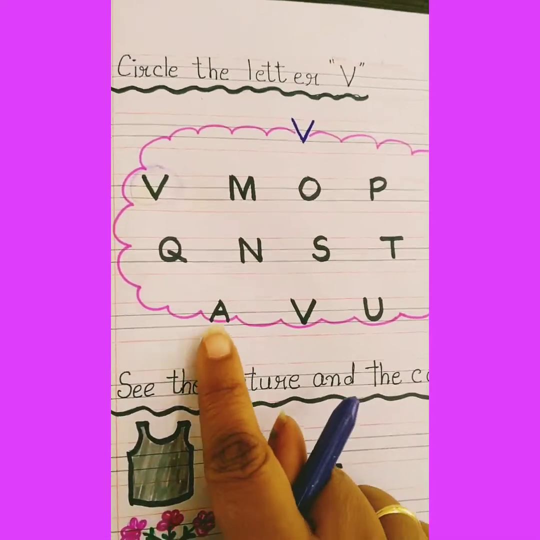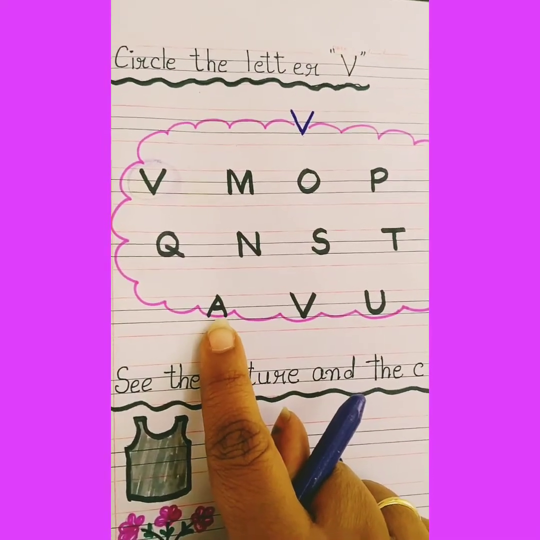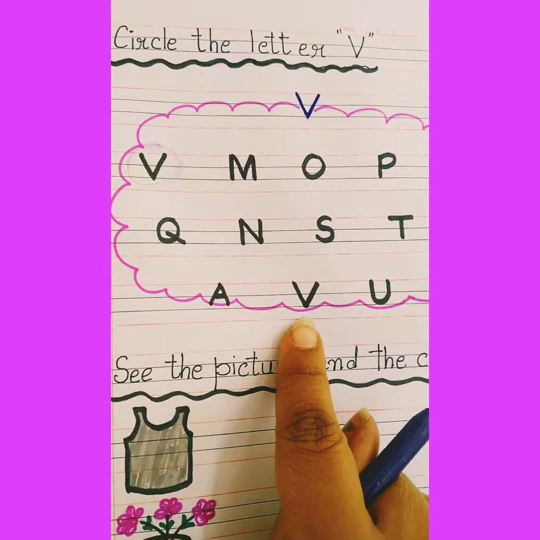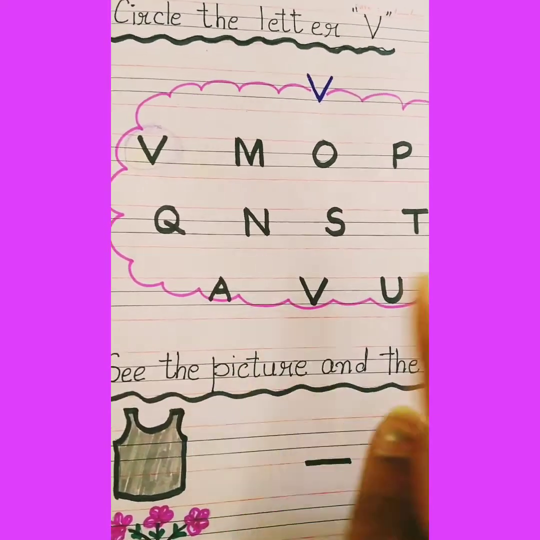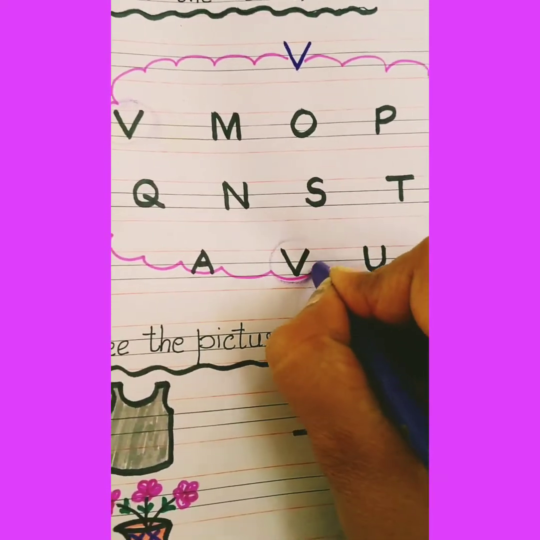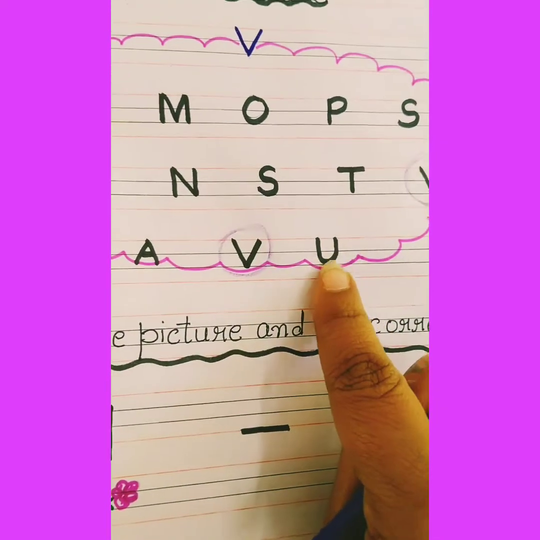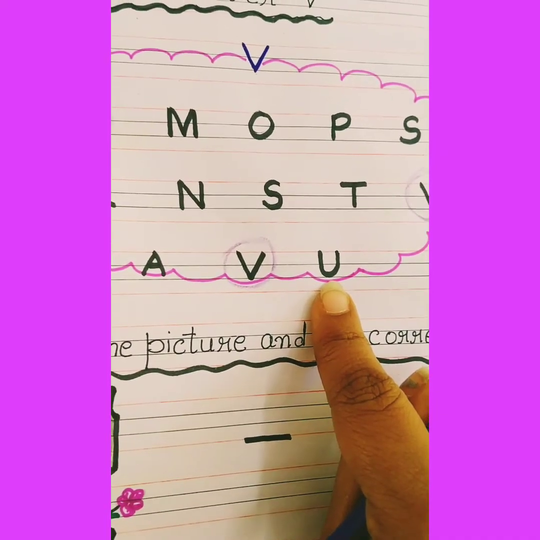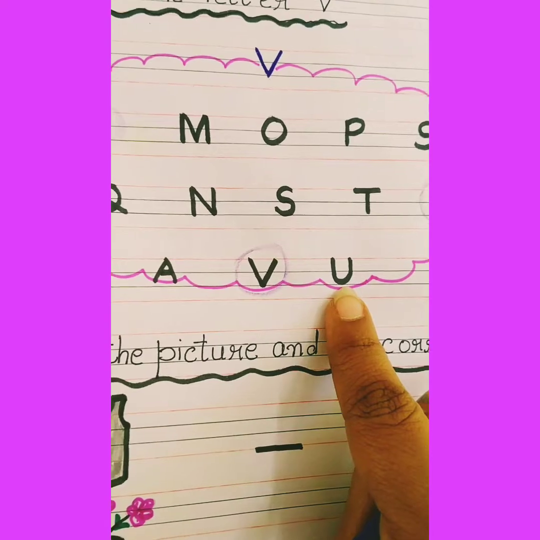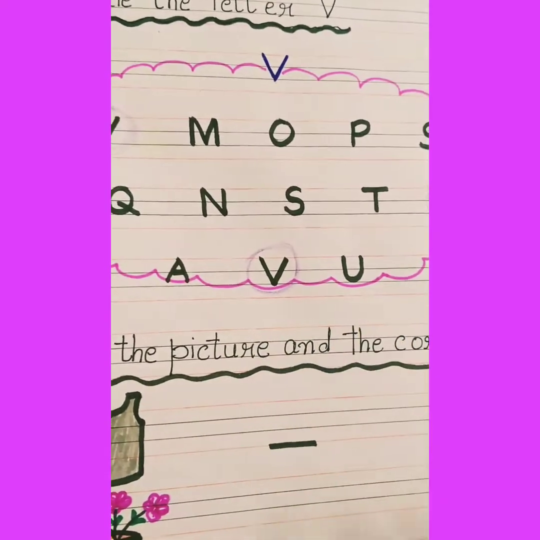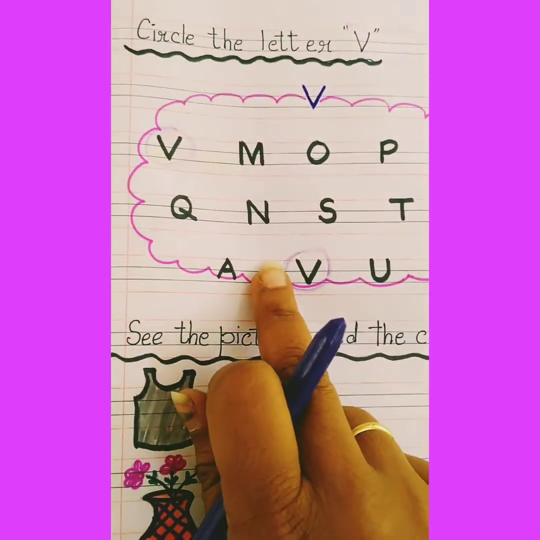Okay. Now this is letter V. No. This is letter A. This is letter V. Yes. This is letter V. So you have to circle this. Now our last and next letter is letter U. Okay, so you have to leave this. So now our this activity is completed.